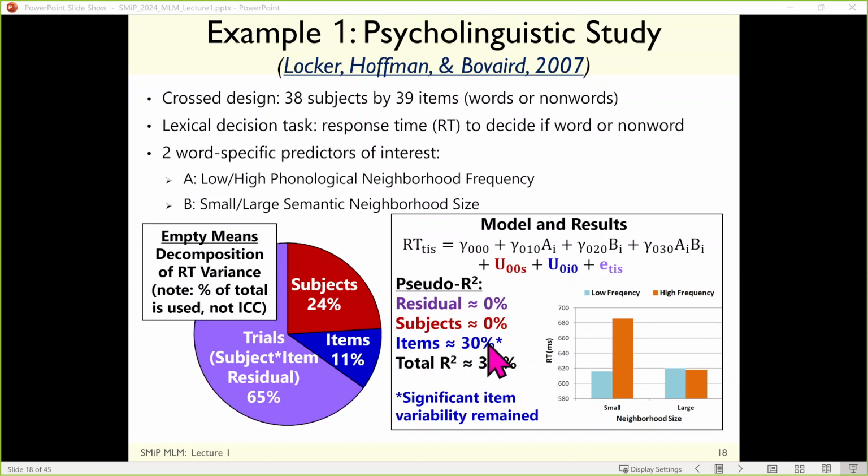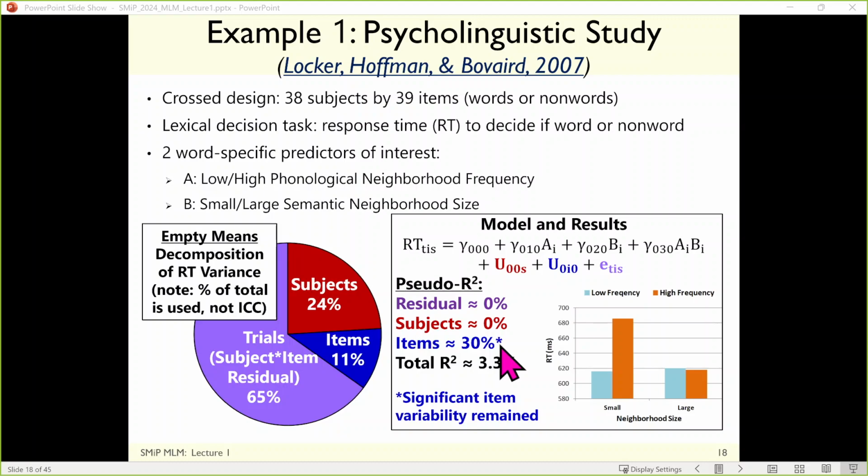But what this means is that A and B, phonological and semantic neighborhood information, they explained 30% of the reasons why the items differed from each other. That means that overall, 30% times 30% times 11% gives us 3.3% overall. So 30% of the variance sounds great until you remember that it's 30% of the 11%. And then it's not quite so impressive, but that's reality.